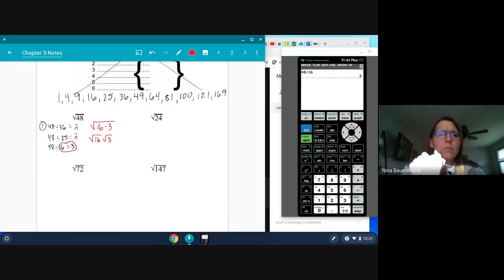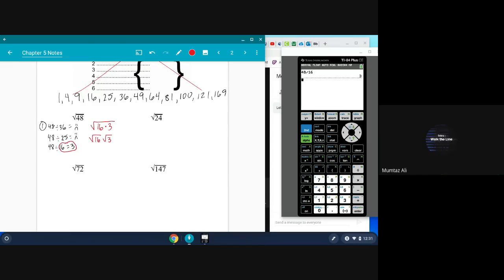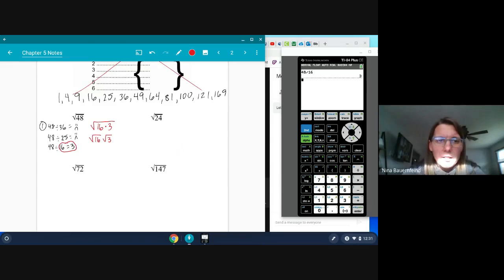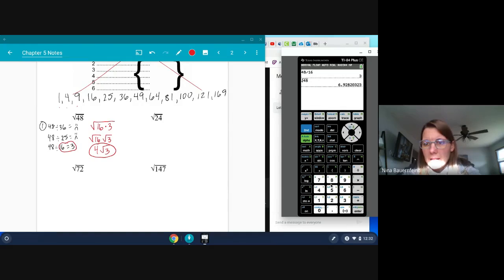And what is the square root of 16? That means what number times itself is 16? 4. Mm-hmm. And you guys, you can count in the list. It's 1, 2, 3, the 4th number. So that means it's 4. So we're going to have 4 root 3, and that is our final answer. You can always double check. If you do second square root 48, hit enter. And then if you try 4 square root 3, we got the same thing, so we're good.